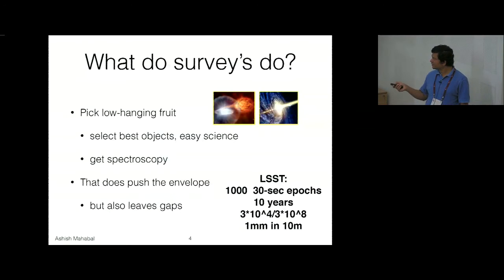So with LSST, what we're going to have is that there are going to be 1,000 observations each 30 seconds. That seems a lot, but it's over 10 years. If you have the 10-year timeline along this room, for instance, which is about 10 meters, then only 1 millimeter of that will be actually covered by the observations. So 1,000 times 30 seconds over 10 years is going to be a really small fraction of time that we'll be looking at any given object. And that's the kind of data that we'll have in order to try to classify that.